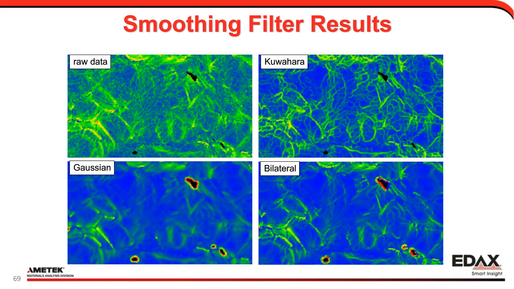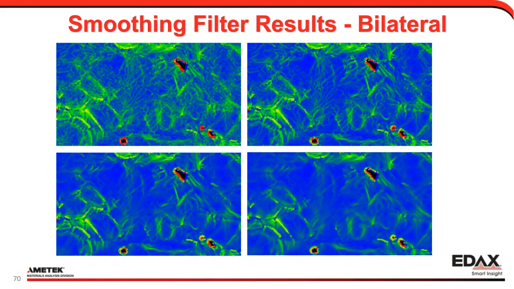As I mentioned, the Kuwahara will bias towards subgrain boundary creation, and you can see that in the result there. The Gaussian simply smooths things out. The bilateral is a mix between the two. And in fact, if you play with the different parameters of the bilateral, you can get it to match either the Kuwahara or just the Gaussian.